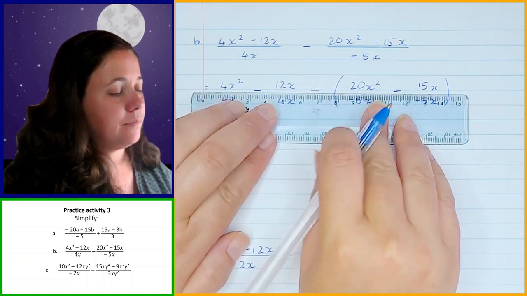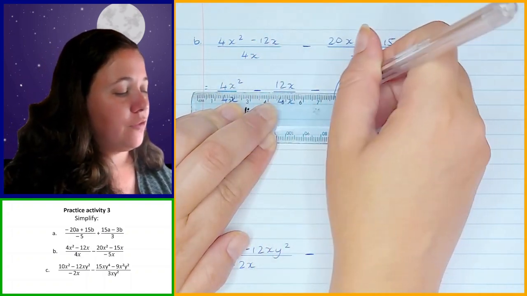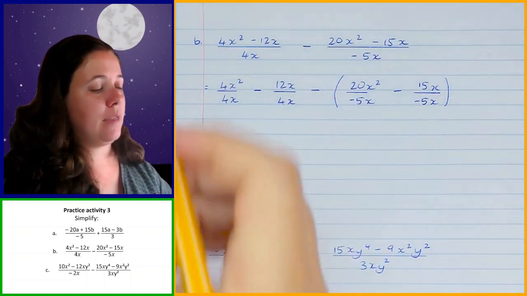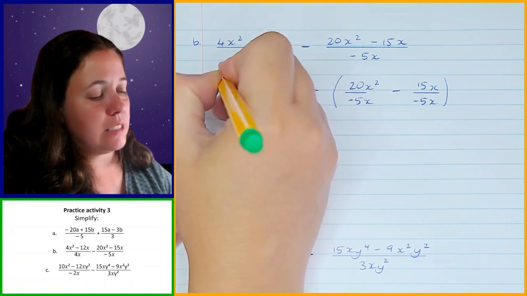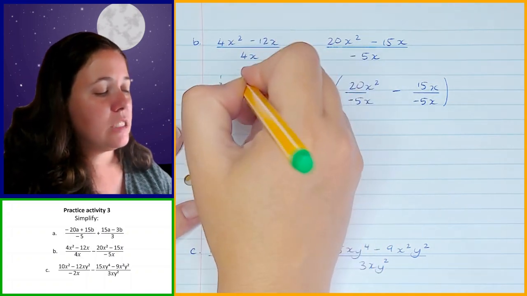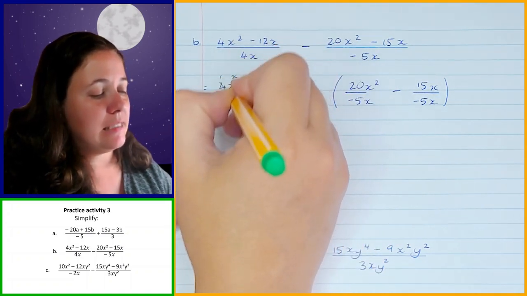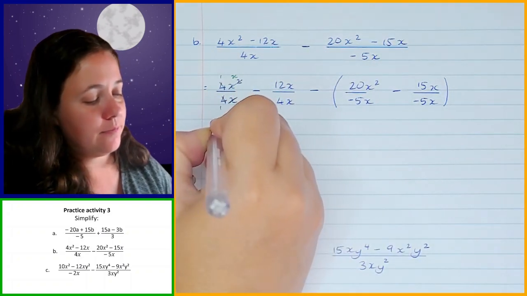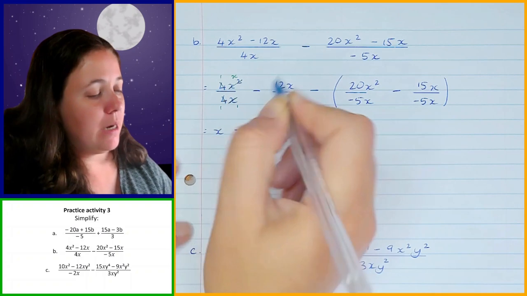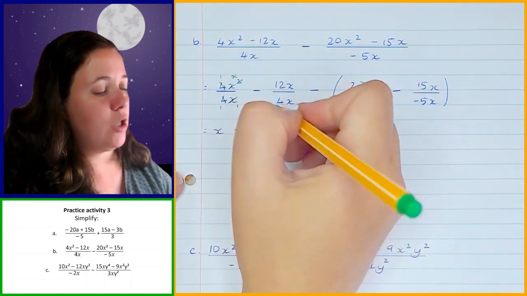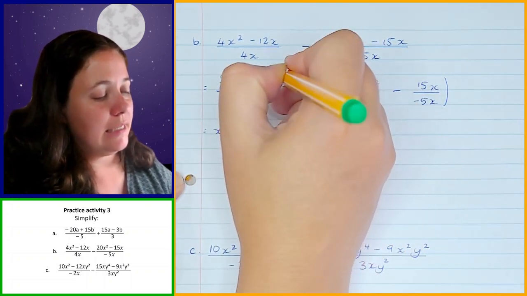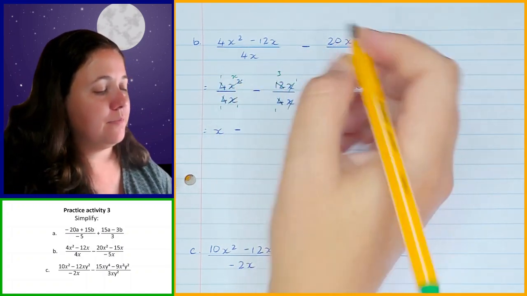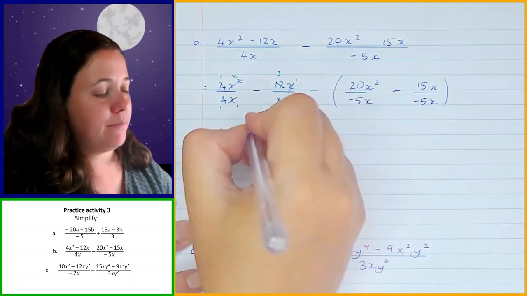Okay. So now we need to go and simplify each of those fractions. So the first one, I've got 4 and 4 can simplify to give me 1 and 1. X squared over x is x over 1. So that gives me just x. Then I've got minus 12 over 4 is 3 over 1, and the x's cancel. So that gives me minus 3.